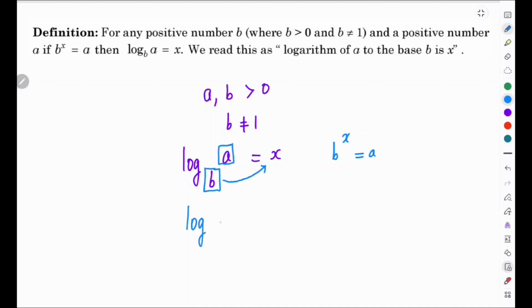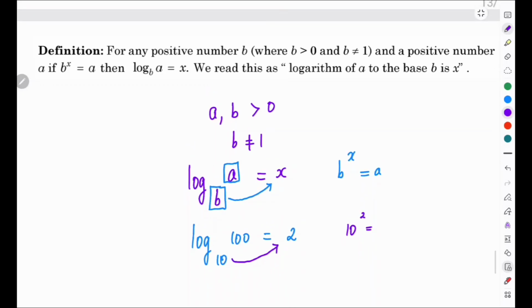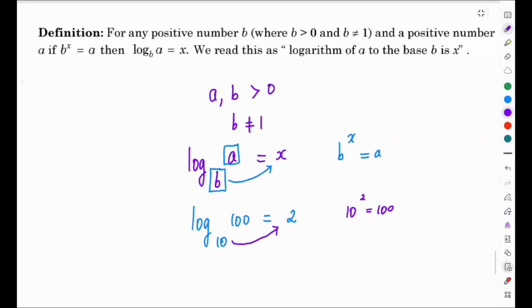If you say log 100 to the base 10 is equal to 2, how? This 10 goes here and lifts this 2, and you get 10 square. What is 10 square? You write it as 100. So this is the basics of logarithms. And how do you write it? Log a to the base b gives you the power. So a logarithm gives you what? Power. And it is clearly mentioned that only for positive numbers, that's why I've written a, b greater than 0 and b not equal to 1. That is an important note: the base cannot be 1.